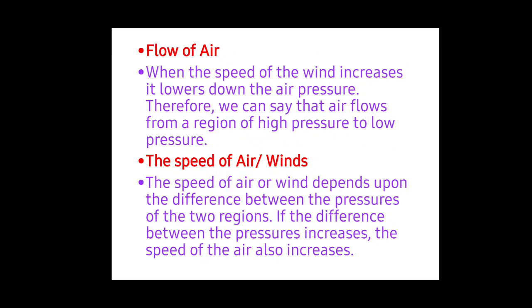Flow of air. We may have some questions. How does the air move from one place to another place? And why does it move? It is all because of this property. As we saw in the previous property, air exerts pressure, and the pressure difference between the two places causes the flow of air. When the speed of wind increases, it lowers down the air pressure. Therefore, we can say that air flows from a region of high pressure to low pressure. So, as I said earlier, the pressure difference between the places causes the flow of air.